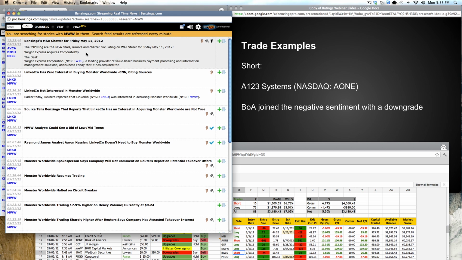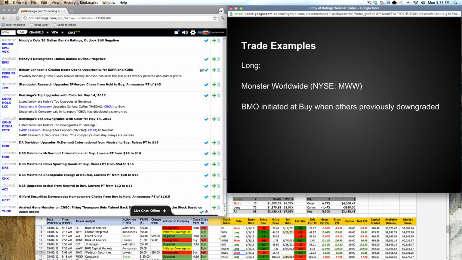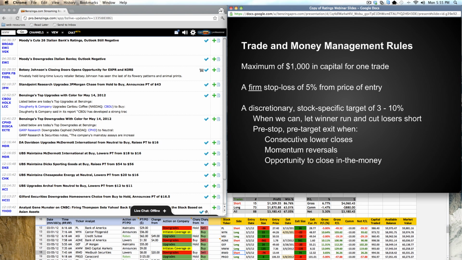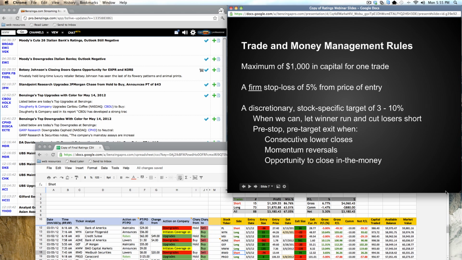Once we have a stock and a direction to trade it, all that is left for us is to follow some sound trade and money management rules that fit our trading style and appetite for risk. In my case, I traded a maximum of $1,000 on a stock, so as not to overcommit on a single equity. I set a stop loss at 5% of entry price, so I had a definite protection to the downside. My target was and is more discretionary and stock specific. While I shoot for an average of 5 to 10%, I will let a trade run or cut it short if a market action prompts me to do so.